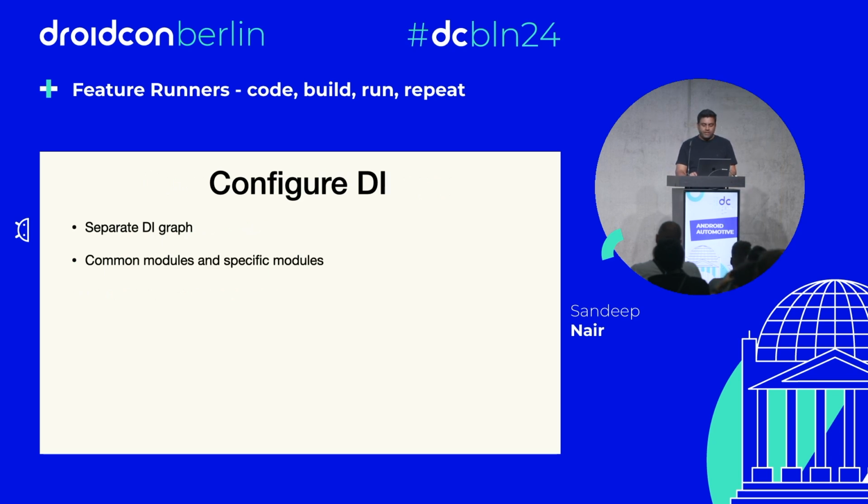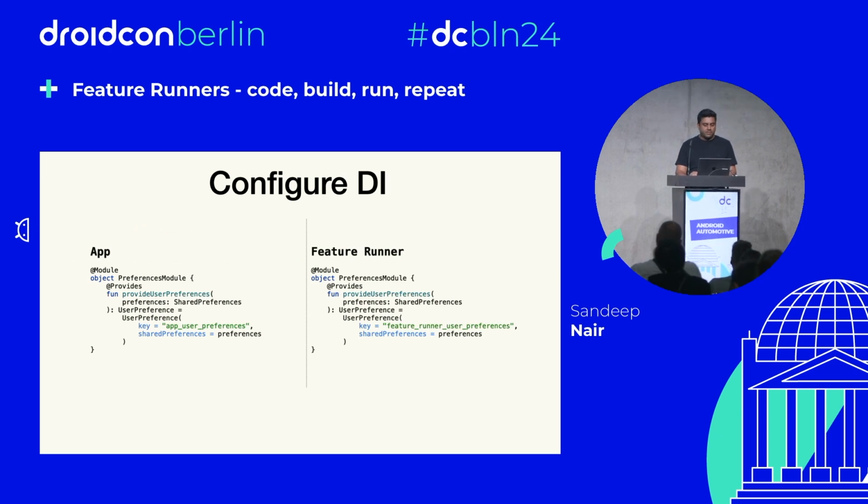And the next step would be to configure the dependency injection. You will need a separate DI graph for the feature runner. It's not the same application which you are running. So some of them may be common modules, but some of them may be very specific. Yeah, you have a different graph. So you may have to duplicate some of the modules and modify them specifically for the feature runner.